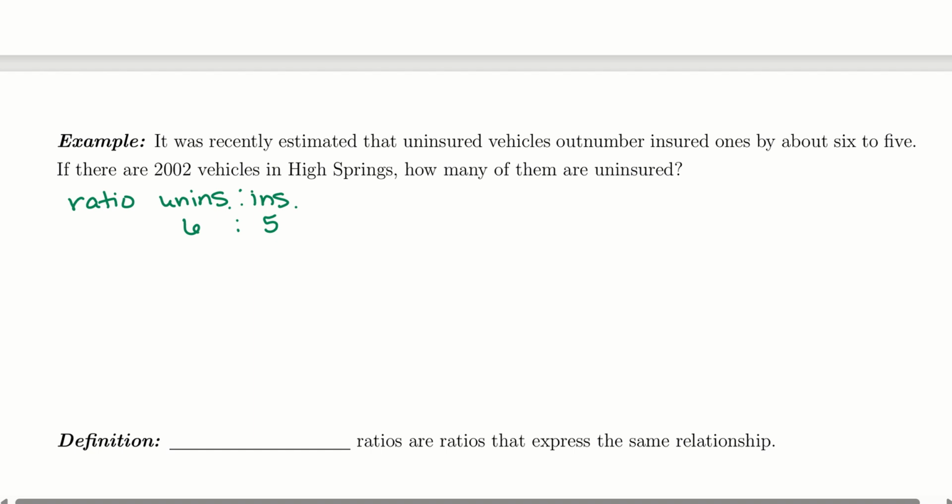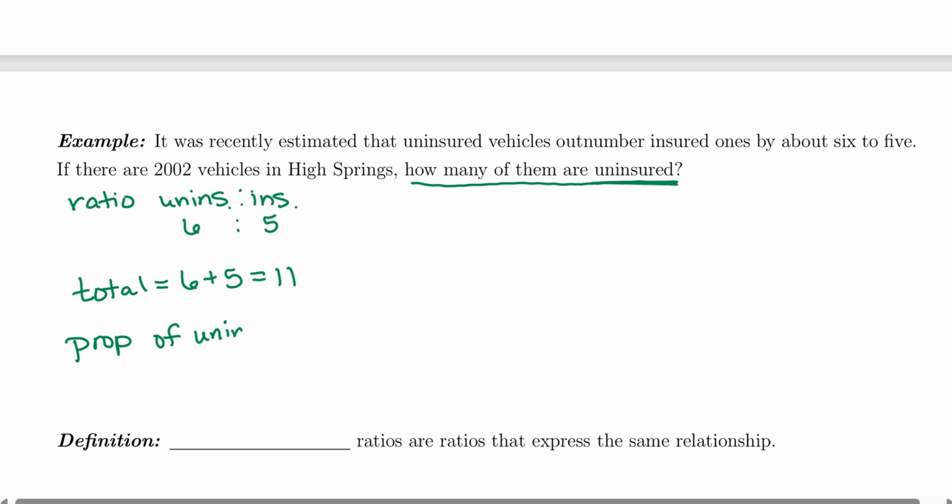So now we have a ratio that tells us 2 parts. The uninsured to insured are our parts. But we want to know how many specifically are uninsured. So we want to focus on a proportion from this ratio. In order to take this ratio to a proportion, we have to figure out the total that will go in the denominator of our proportion. So that's going to be 6 plus 5, which is 11. So our proportion of uninsured cars is going to be 6 over 11, the part over the whole.